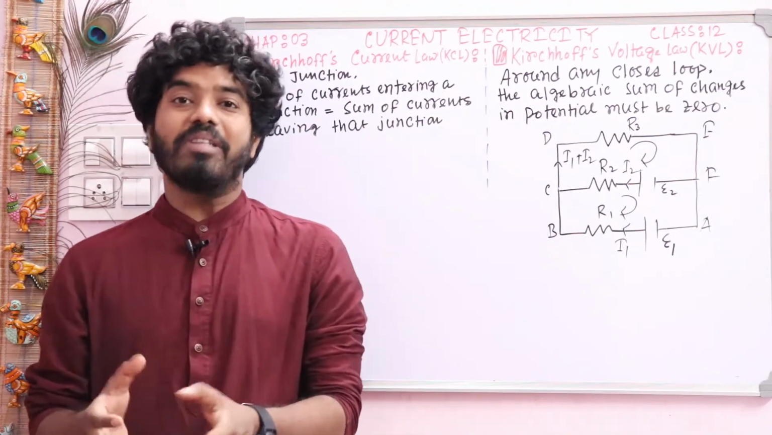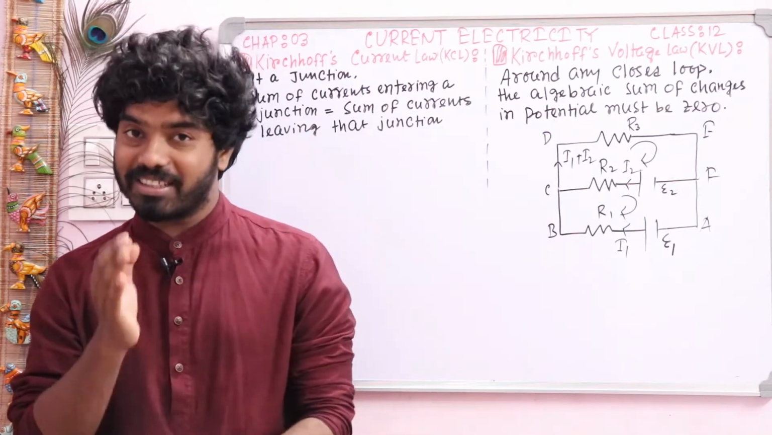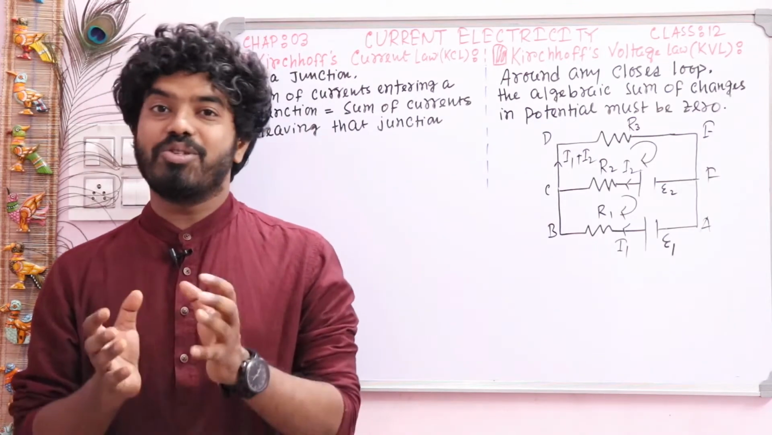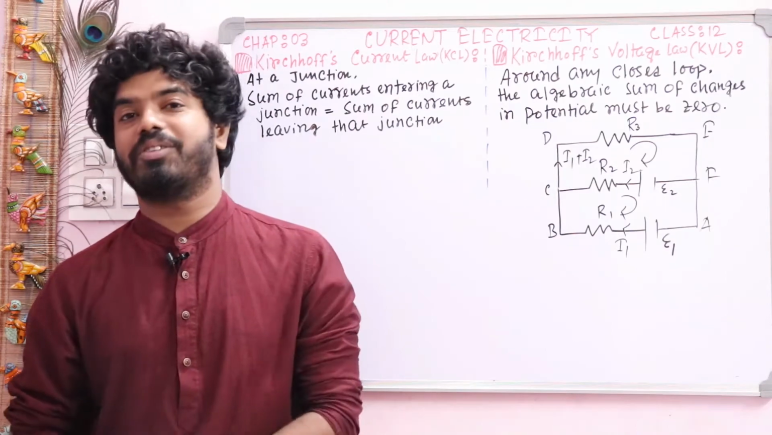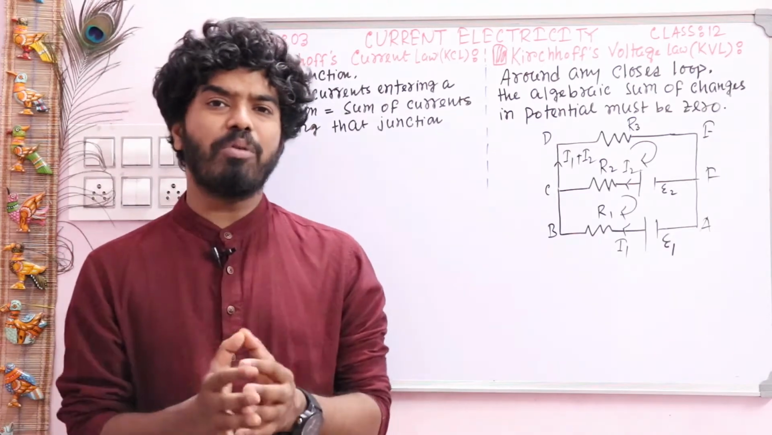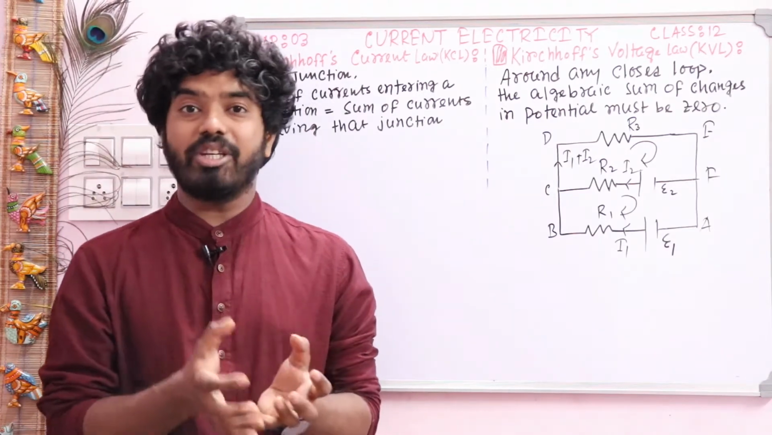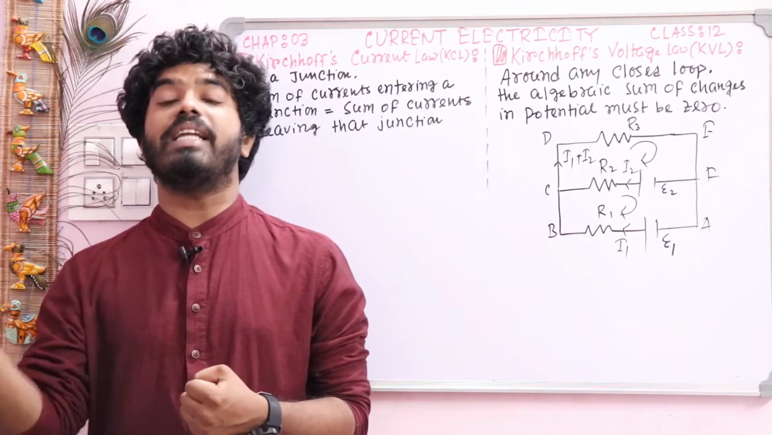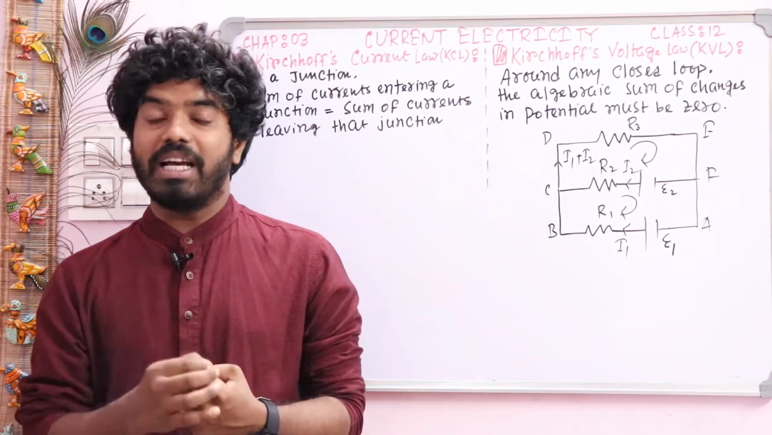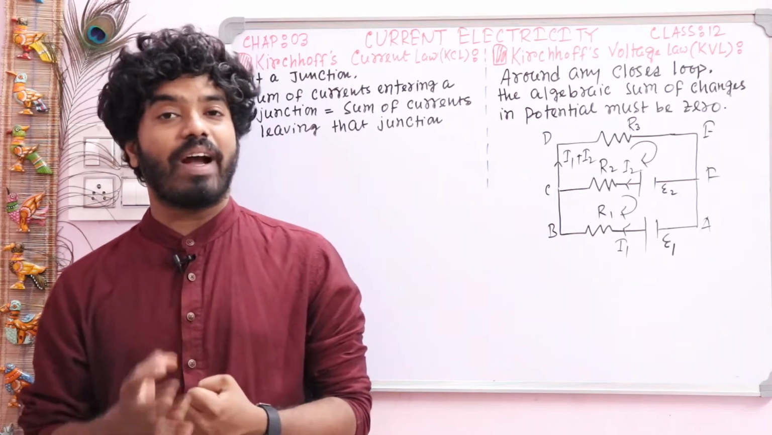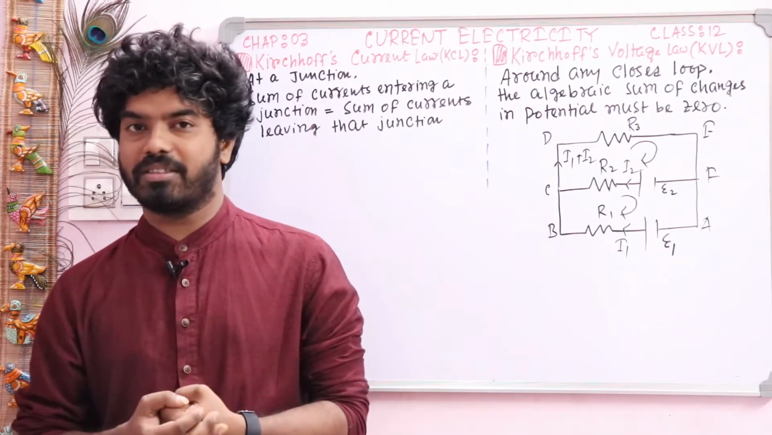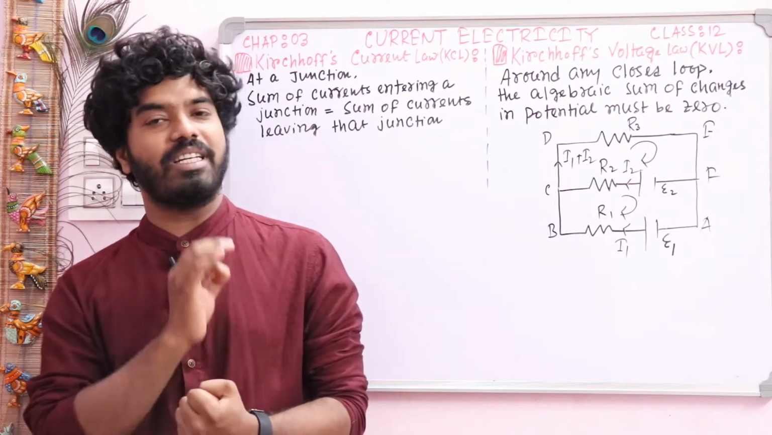So students, today we will discuss another important part, obviously important for your current electricity chapter. Today we will discuss Kirchhoff's law. All of you know about Ohm's law. Kirchhoff's law is an extended part of Ohm's law for complicated electric circuits. With the help of Kirchhoff's law, we can find out current in any part of complicated circuits. So today our topic is Kirchhoff's law.